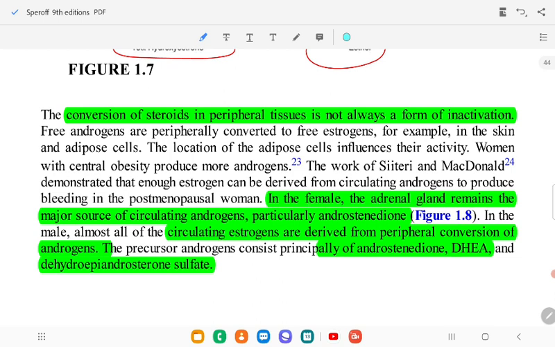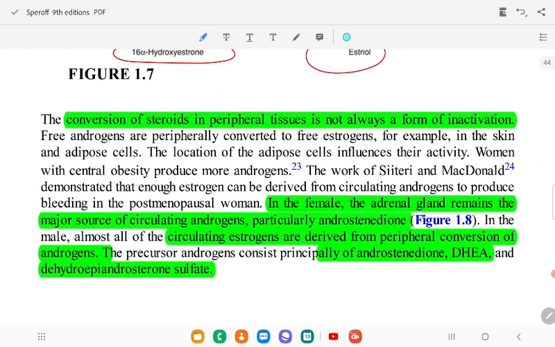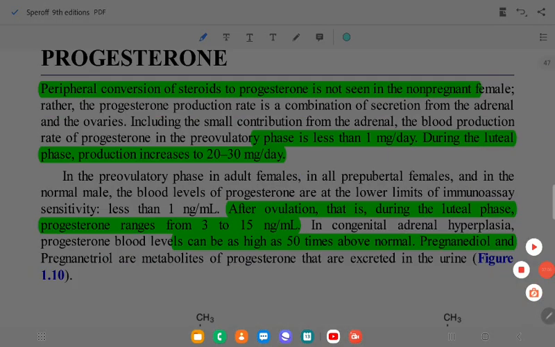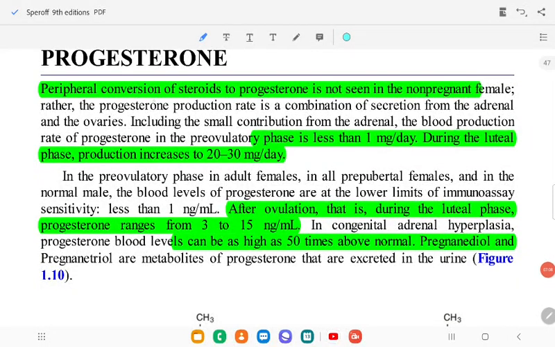In the female, the adrenal remains the major source of circulating androgens, particularly androstenedione. In the male, almost all circulating estrogen is derived from the peripheral conversion of the androgens. The precursors of androgen consist principally of androstenedione, dehydroepiandrosterone, and dehydroepiandrosterone sulfate. Okay. The peripheral conversion of steroid to progesterone is not seen in the non-pregnant female.